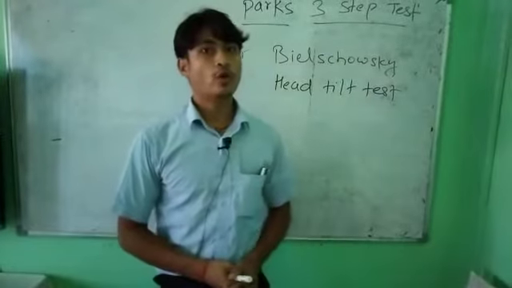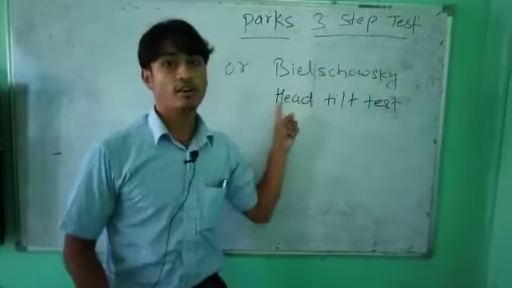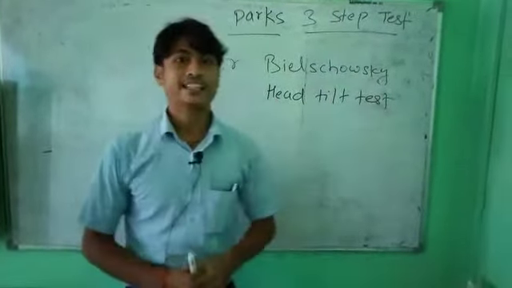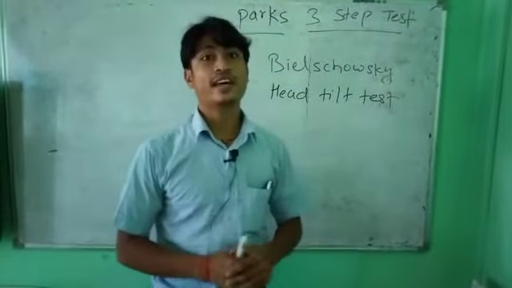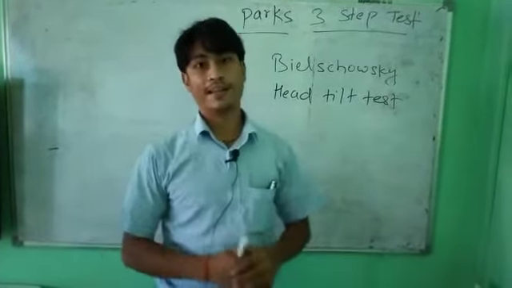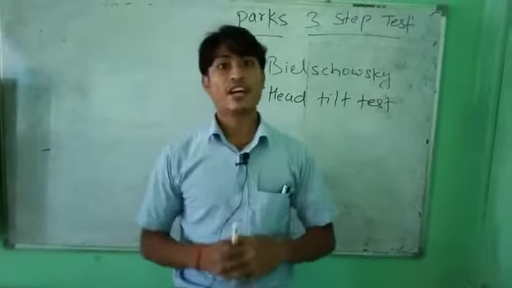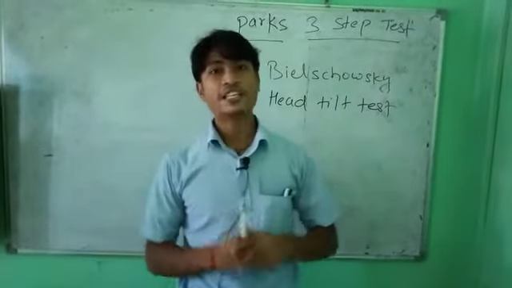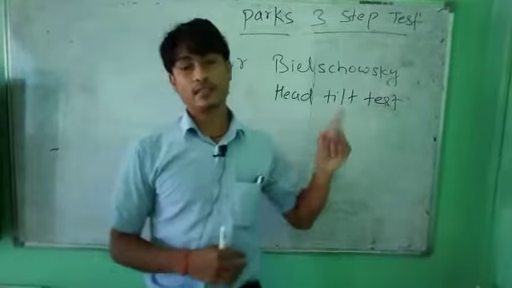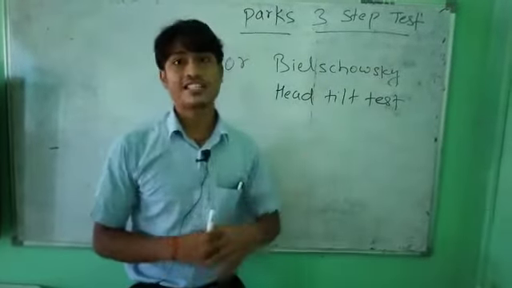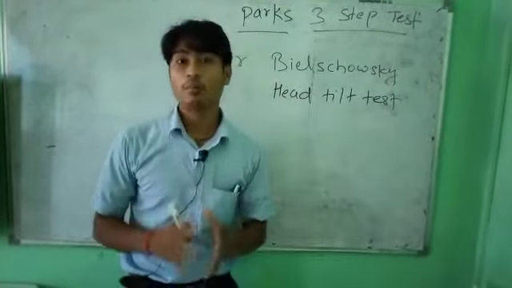Today I am going to talk about the Parks 3-step test, or the head tilt test. It is a diagnostic test to assess isolated cyclovertical muscle paralysis. There are 8 cyclovertical muscles, 4 in each eye. So this head tilt test, or Parks 3-step test, is completed in 3 steps.